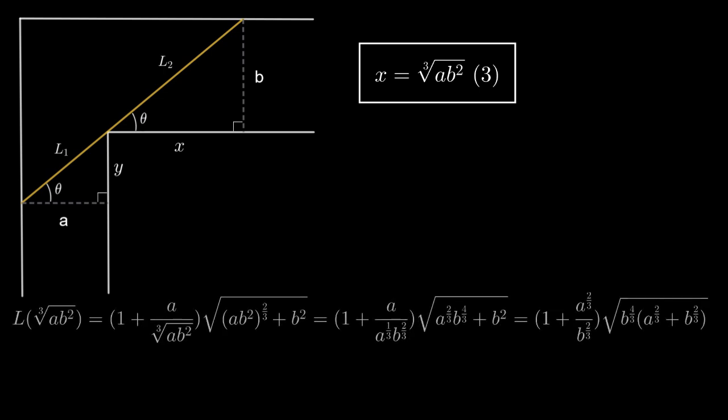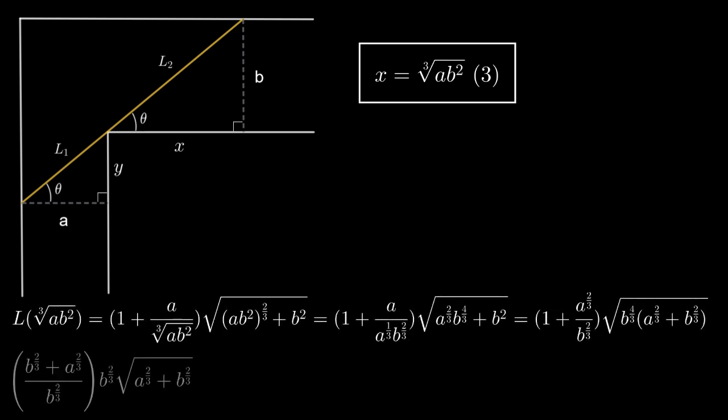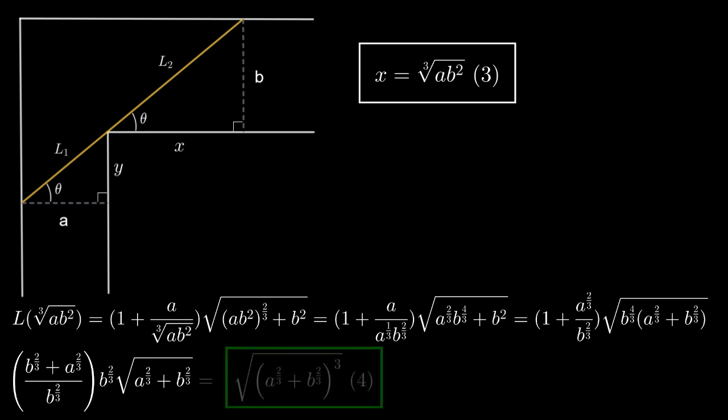And again, after some algebraic manipulations and simplifications, we end up with L, the length of the longest ladder that can slip through this corner, is b to the power of 2/3 plus a to the power of 2/3 to the power of 3/2. And that's our answer. That's a pretty symmetrical and intuitive answer, if you ask me. Pretty beautiful one, my friends.